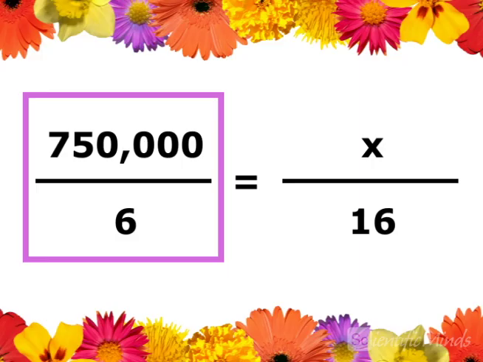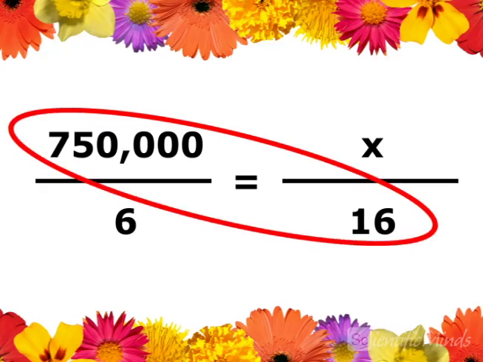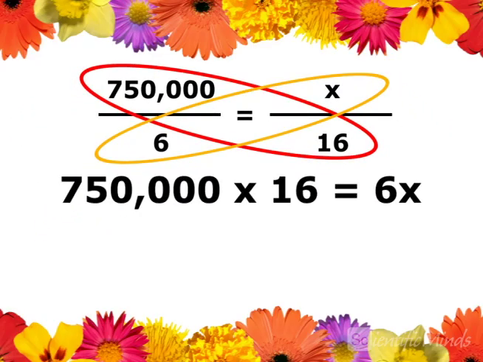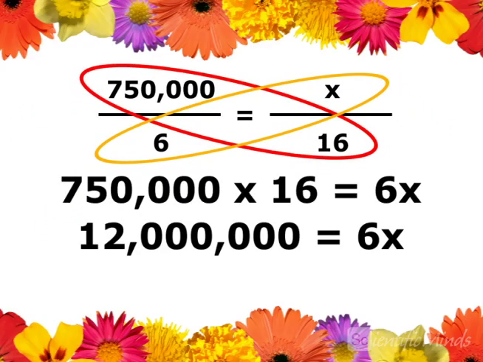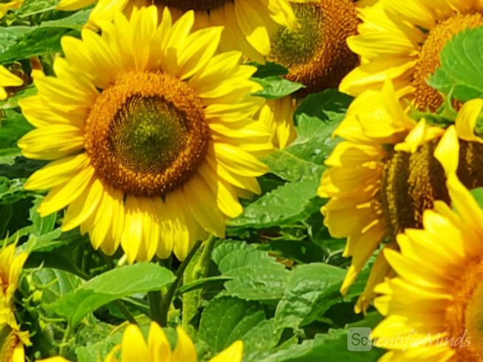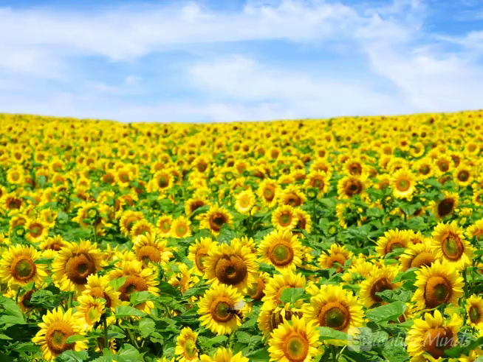So 750,000 to 6 is equal to x to 16. We cross-multiply: 750,000 times 16 is equal to 6 times x, to get 12 million is equal to 6 times x. Divide both sides by 6 to solve for x. Wow! To produce 16 ounces of honey, honeybees will have to visit 2 million flowers. These are some busy bees.